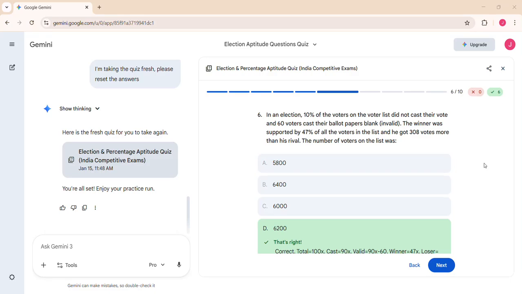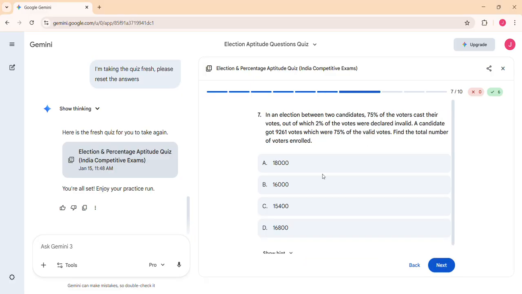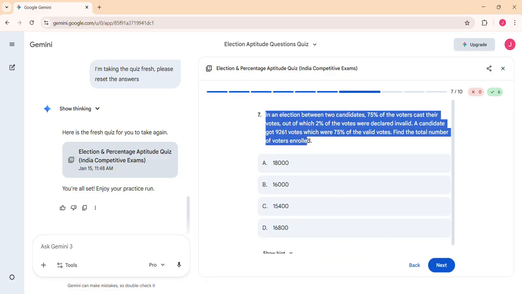We are into the final part of this session where we solved a lot of questions related to elections. So we'll look into a couple more questions and we'll try to wrap up this session. So let me go to the next question.